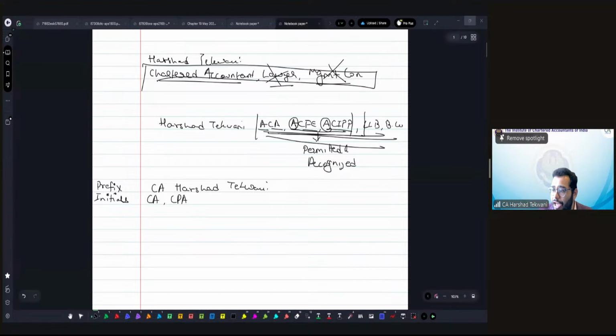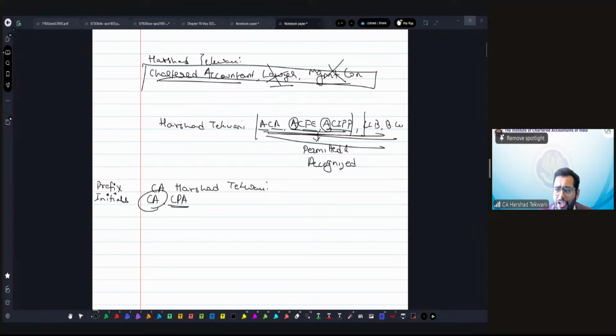Can I use any other initial with the initial of a CA? The question is, can I use any other initial with the initial of a CA? The answer is no. You cannot use initials like CPA on your visiting card when you are using an initial like CA. You are not permitted to use the initials. So you cannot write CA, CPA. No, that is not permissible. Mentioning other initials is not permissible when you are mentioning the initial of a CA, so you should not use this.